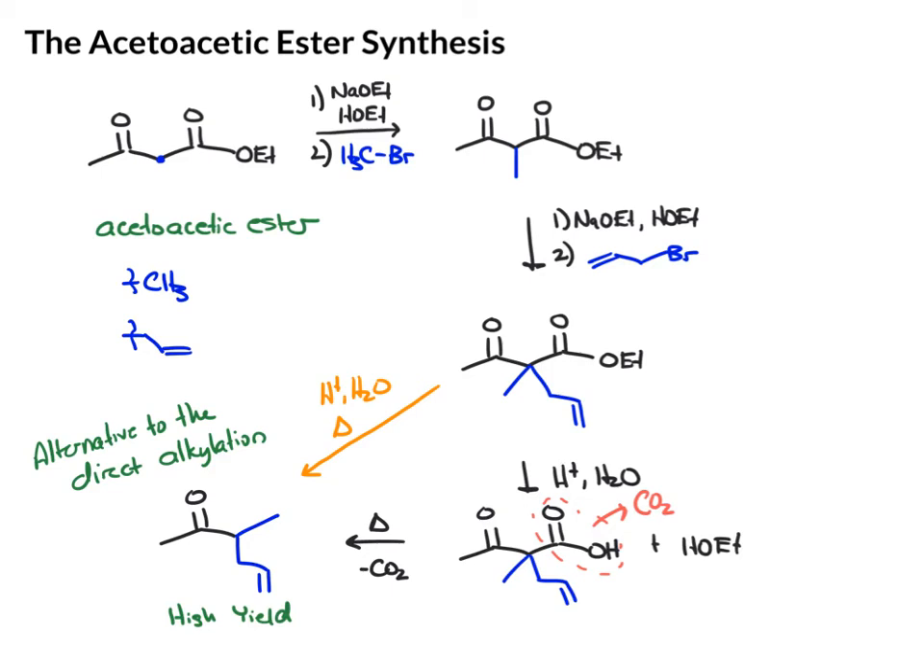Okay, now if you want to review what the direct alkylation is, I will quickly walk you through that. If we want to make that same product through the direct alkylation, you would start with acetone. From there, you could do something like LDA, and then if you want to do the methyl group first, we could add methyl iodide.